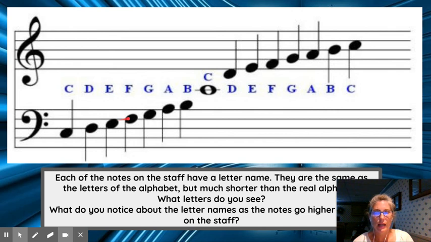C, D, E, F, G, A, B, C. This is called middle C because it's right in the middle of this treble staff and this bass staff. If we kept on going, D, E, F, G, A, B, C, etc., you'll notice that they have some letters in the alphabet. So how long is this alphabet? What letters do we really use if we start from A? A, B, C, D, E, F, G.